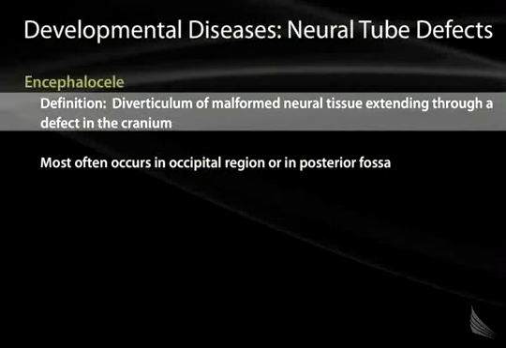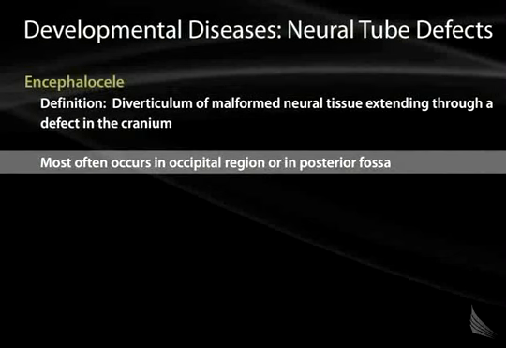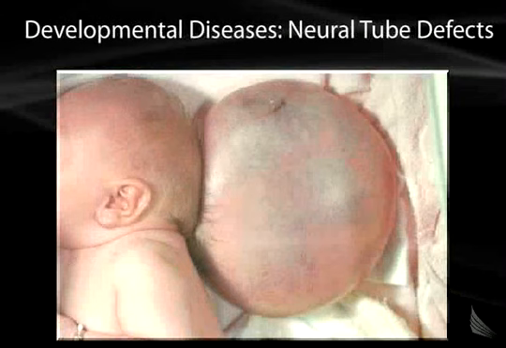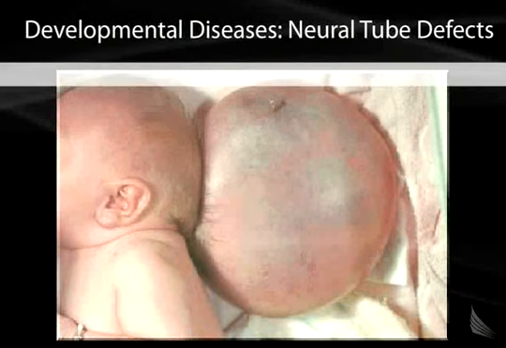Here, the diverticulum of the malformed neural tissue extending through a defect in the cranium is exposed, and it most often occurs in the occipital region. Here is a picture showing an infant who has an encephalocele. As you can see, in this case, the encephalocele is larger than the infant's head.